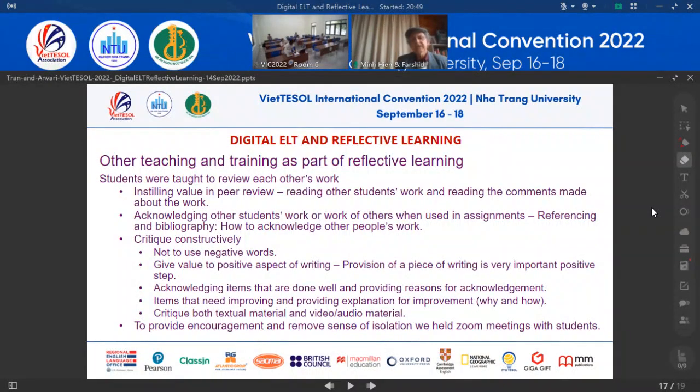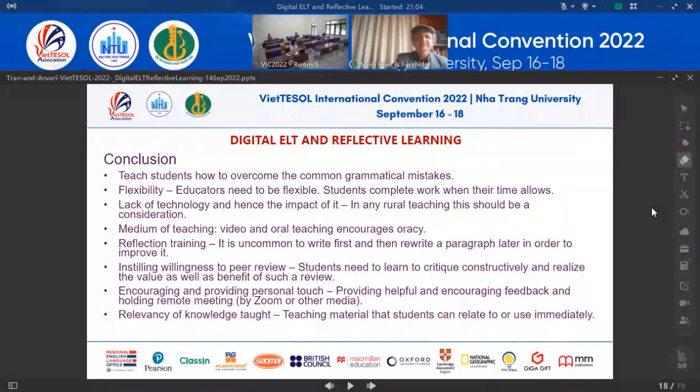On top of that, to encourage them in their studies, we provided Zoom meetings with the students, and that helped them feel encouraged that they are not isolated.